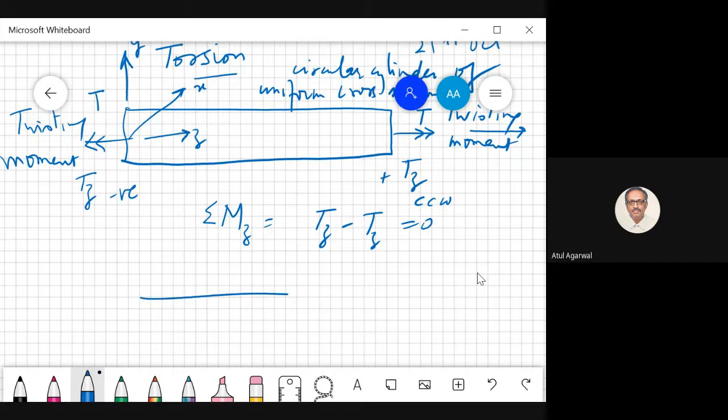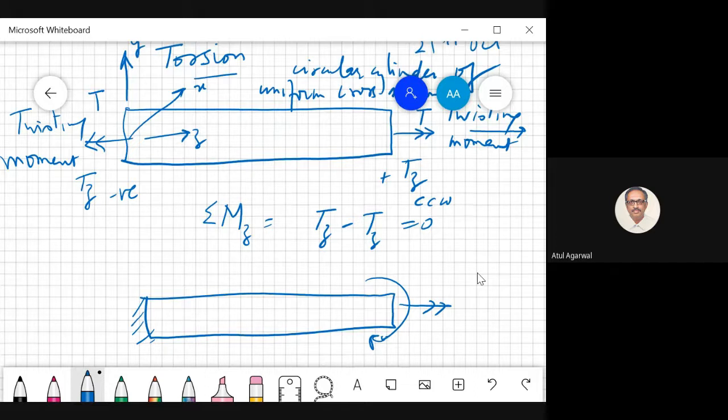Or you fix it to the wall. If you fix it to the wall and you apply a moment, you apply a torque, you are applying a twisting moment in the z direction, then the wall will apply a moment in the other direction to prevent its rotation.